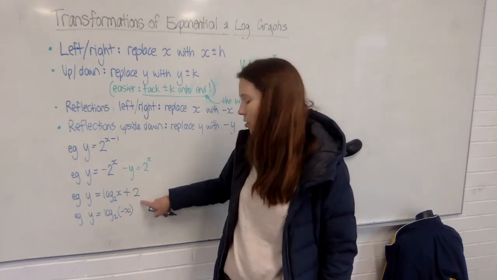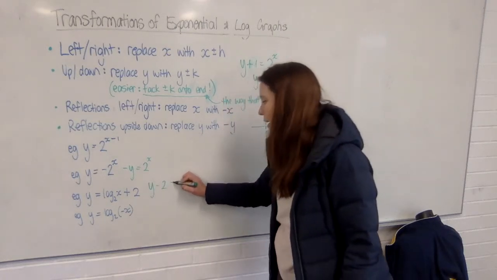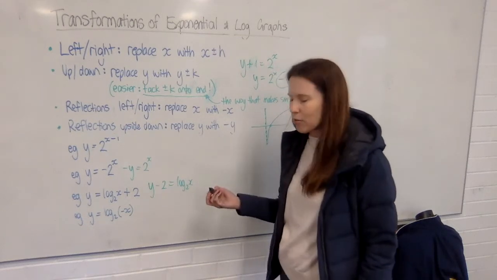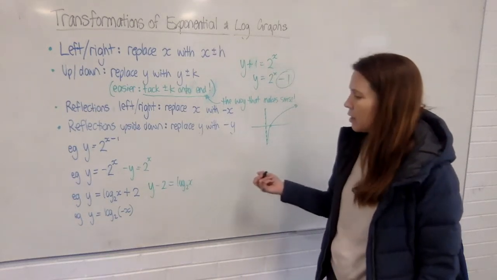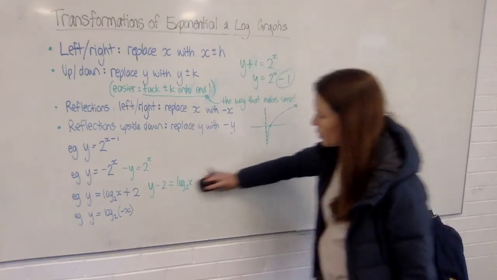The +2 is tacked onto the end like an afterthought. And in fact, this is the same thing as if I subtracted 2 from both sides and it looked like that. Obviously, I don't need to write it like that, but it's the same. So what I've actually done here is I've moved my normal graph up 2 units.